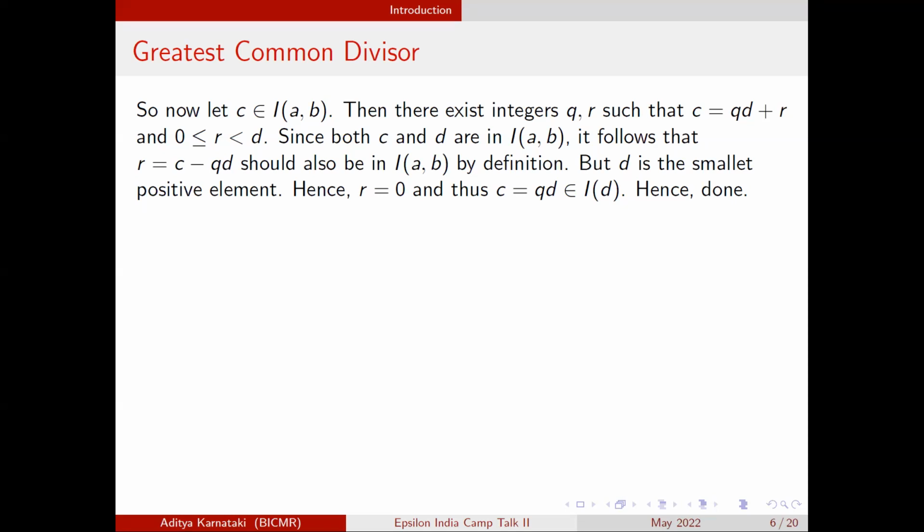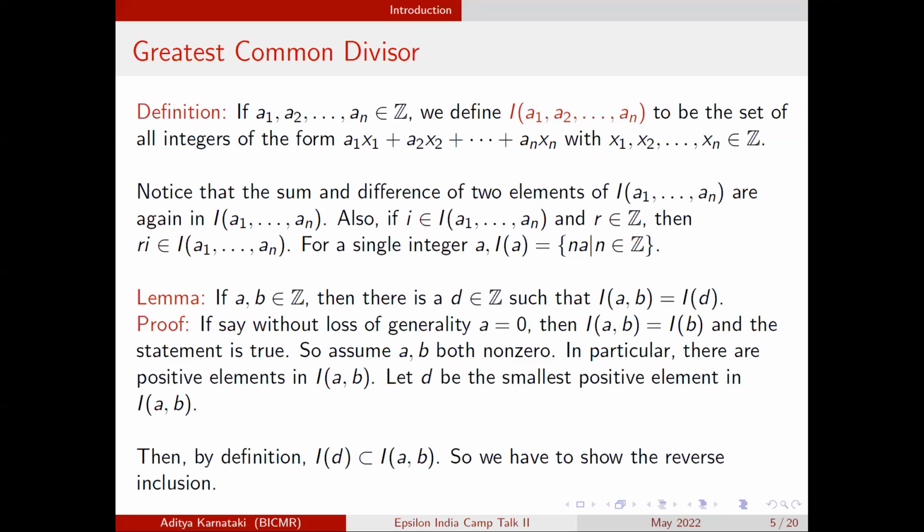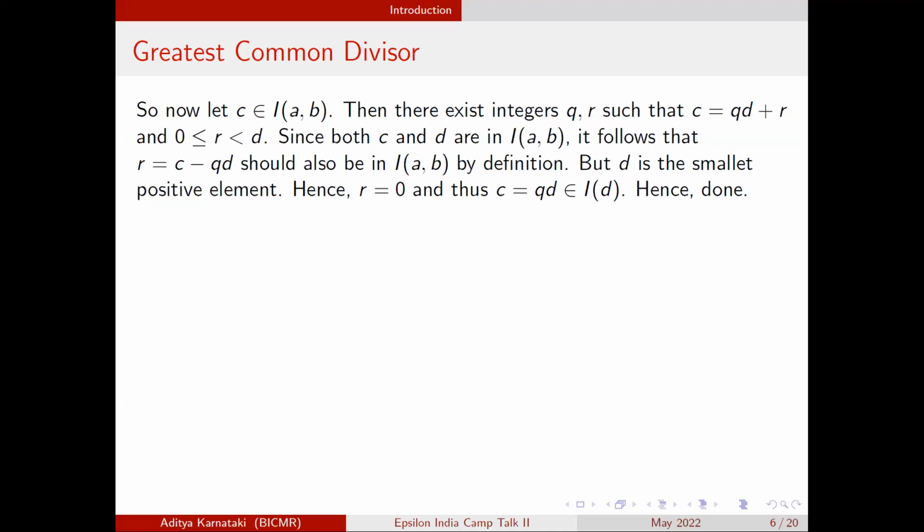So C and D, C is in I of AB, and D is known to be in I of AB. From the previous paragraph, the difference of two elements in I of AB is again in I of AB. So, for instance, C minus D would be in I of AB, and so C minus QD will also be in I of AB. But C minus QD is R. So R is in I of AB. So far, so good?